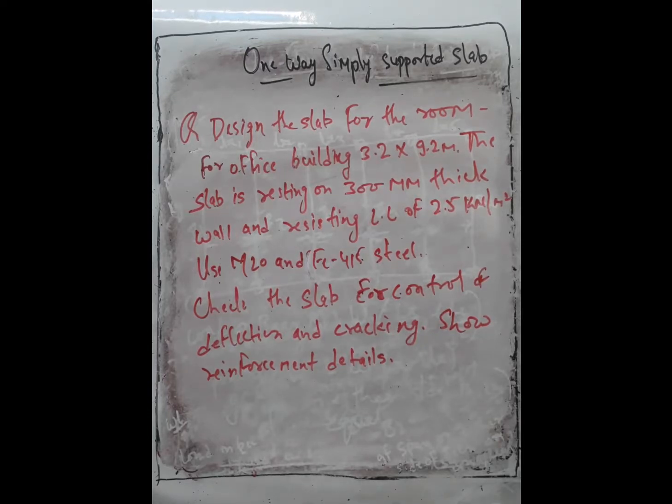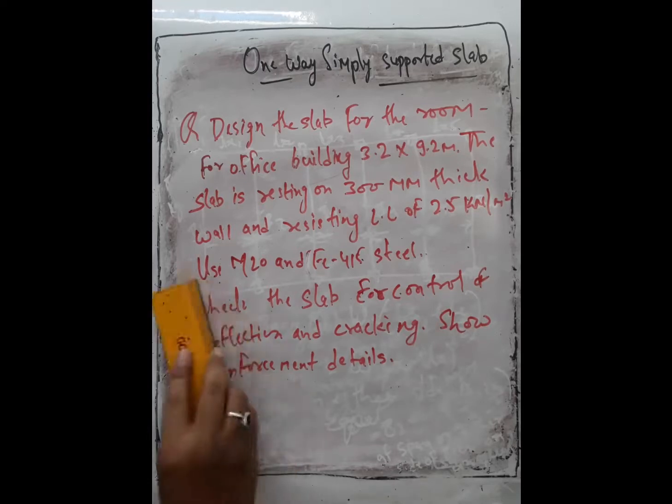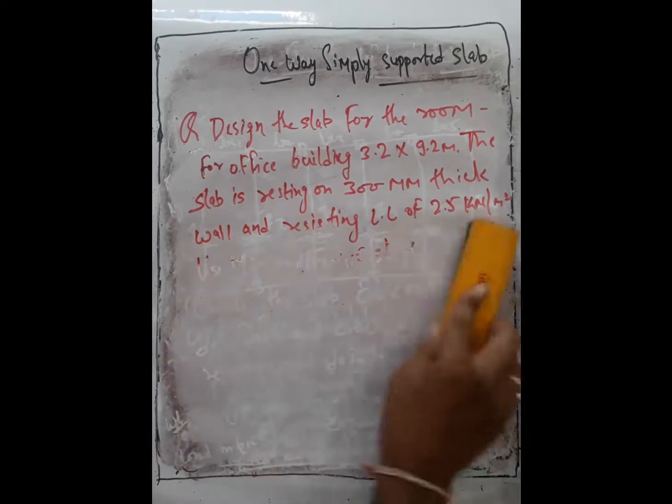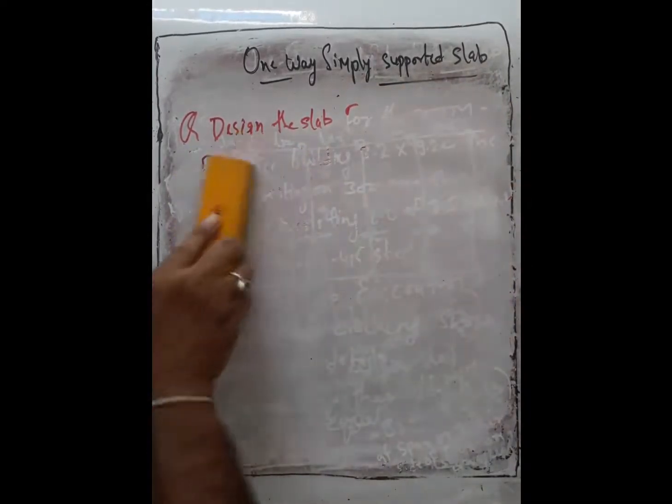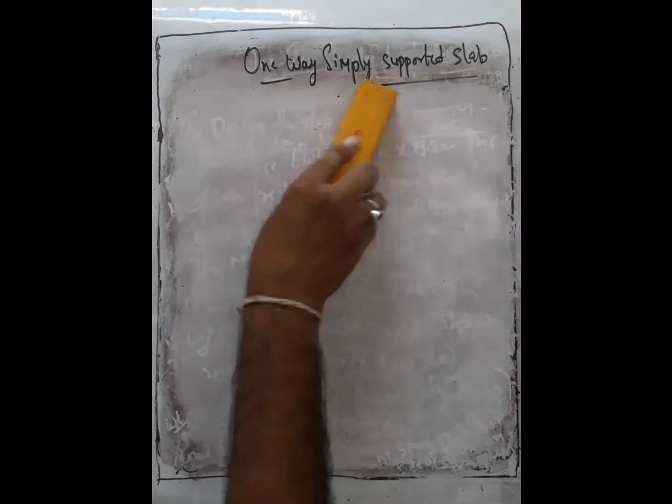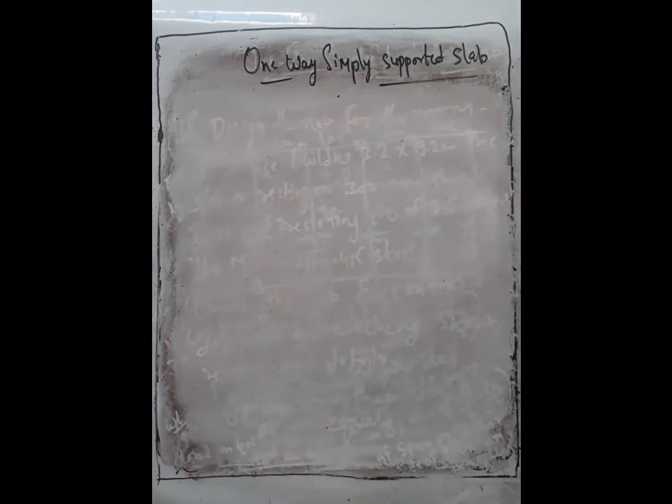So let's start to design the slab. For that we use our design consideration steps. In our design consideration steps, first we have to find the effective depth.